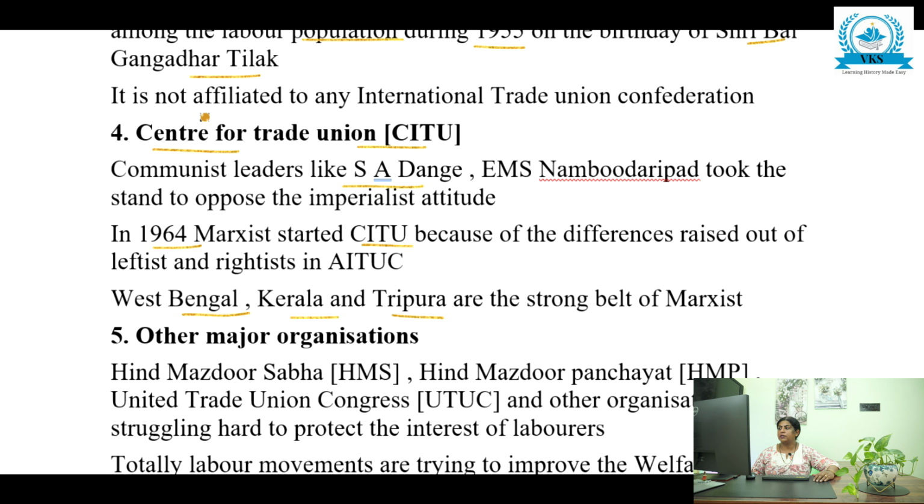So, communist leaders S.A. Dange and E.M.S. Namboodiripad took a stand to oppose the imperialist attitude, and in 1964 Marxists started CITU, and West Bengal, Kerala and Tripura are the strong belt of Marxists.